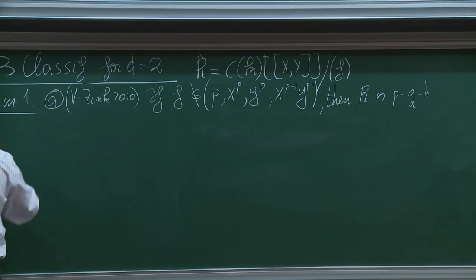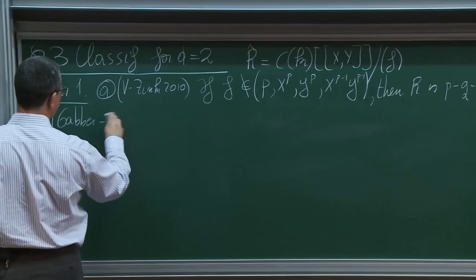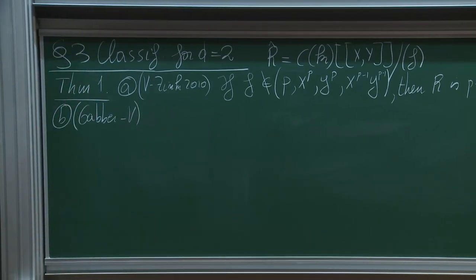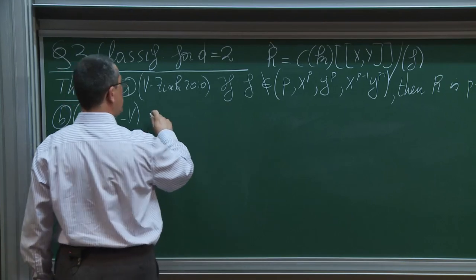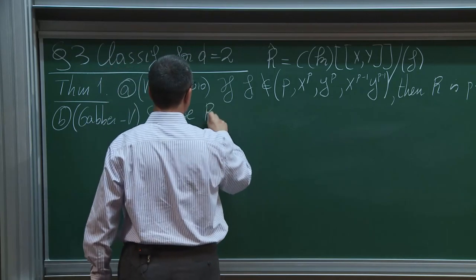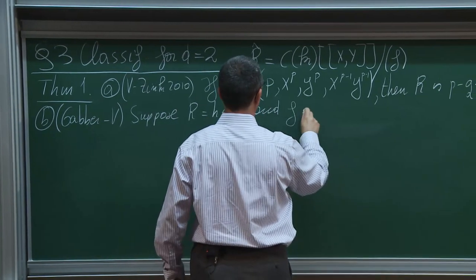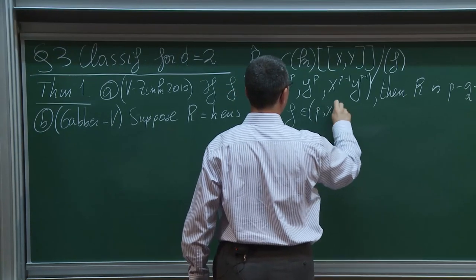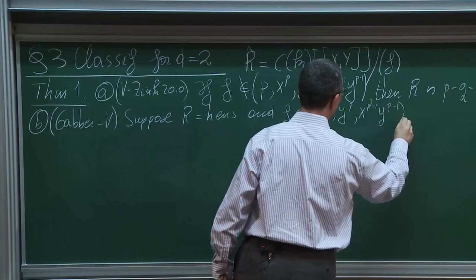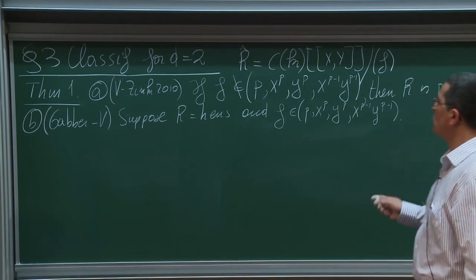The b part, which is due to Professor Gabber and myself. This is one of the manuscripts we are talking about, which is complete in the Henselian case, but needs a little bit more work in the non-Henselian case. So therefore, we're going to assume that R is Henselian, and f does belong to this ideal. Okay. So in this case, we'd like to say something more.